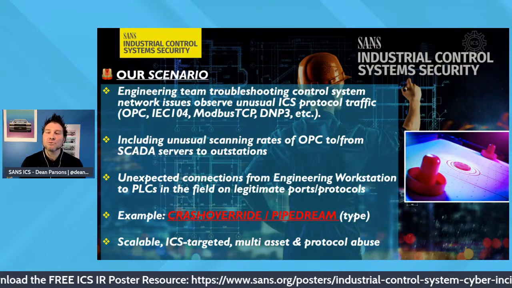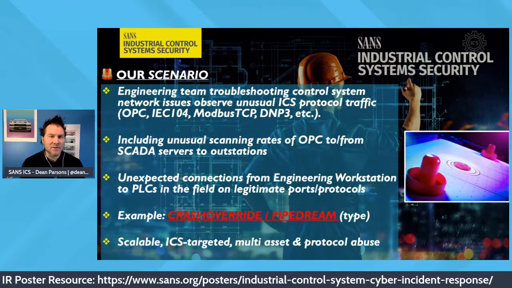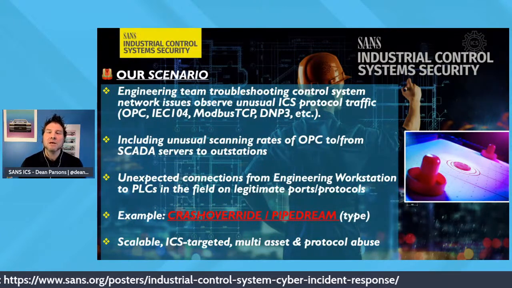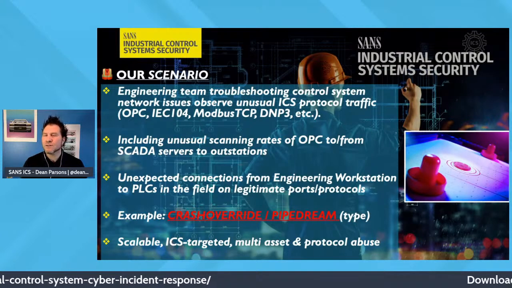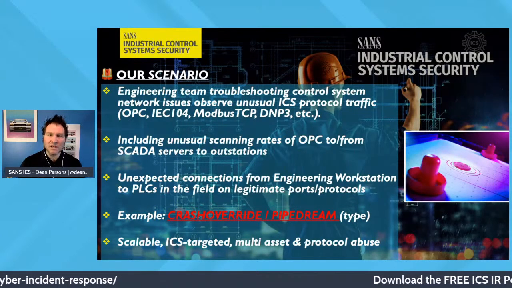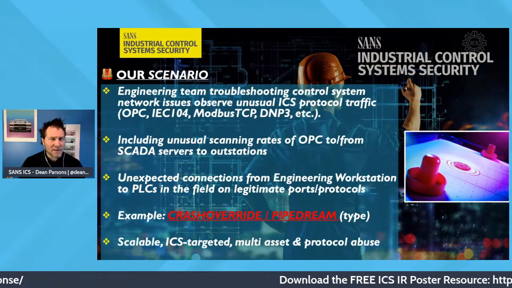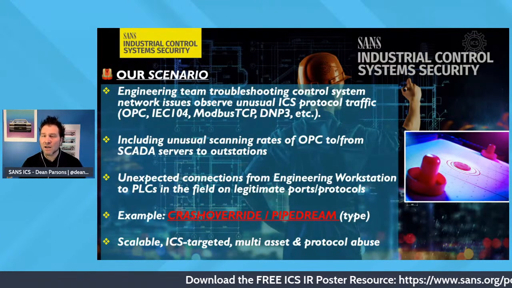They're observing unusual ICS protocol traffic in the environment. It could be OPC, it could be 104, Modbus TCP, DNP3, or whatever other protocols that you're using primarily in your control environment. So again, try to make this specific to your environment as we're going along.